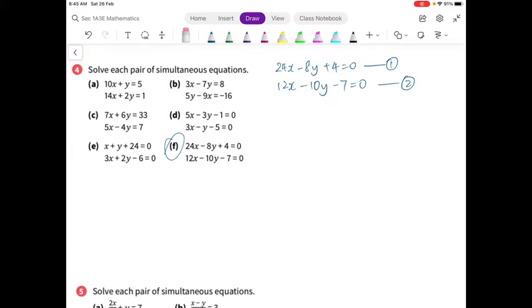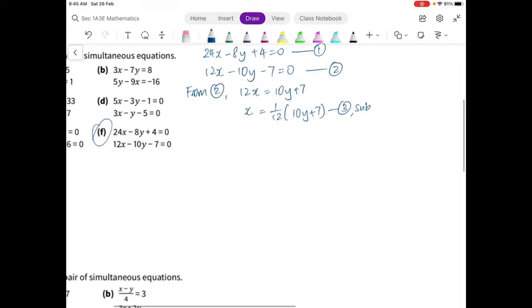So by now you have already learned the elimination method. You probably will realize that, hey, if I were to multiply equation 2 by 2, elimination would be a little easier. But since we are trying to practice our substitution, we shall go ahead and do that. So this time I'll start from equation number 2. And I want to make x the subject. And then x will be just 1/12 of 10y plus 7. Call this equation number 3, sub into our equation number 1.